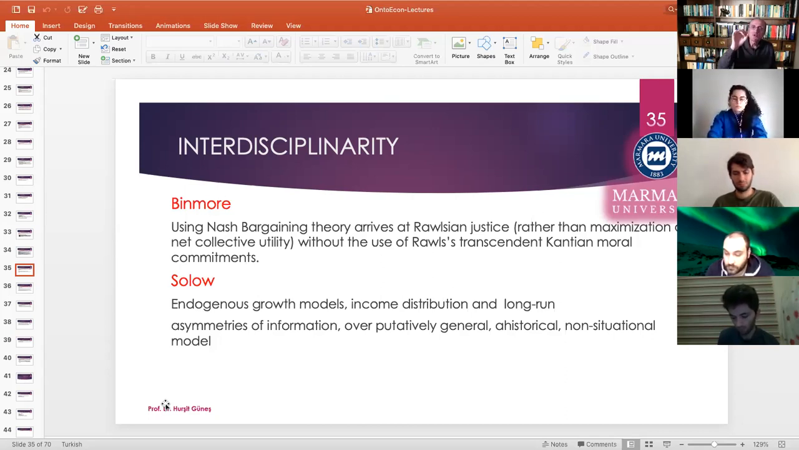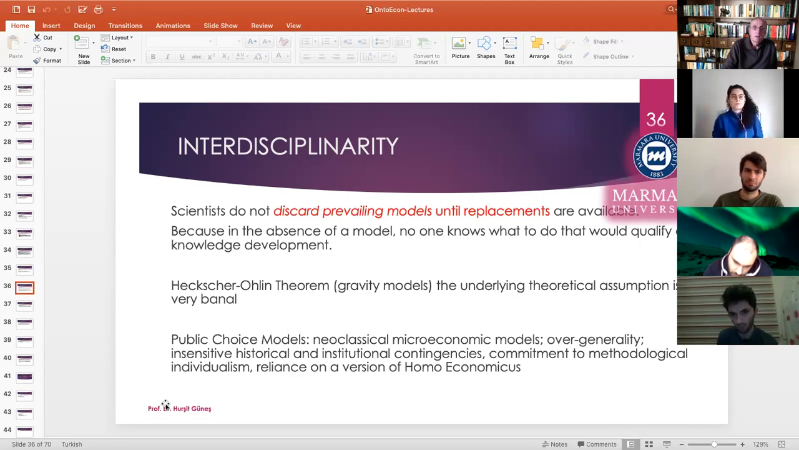These are all, again, topics of interdisciplinarity. As you see, in Binmore, there is a use of game theory with political philosophy. In Solow, there is a criticism towards it, that although it's long run and it considers income distribution, and although the model is endogenous, the asymmetries of information is not included, and it's quite general, ahistorical, and so on. Now, scientists do not discard prevailing models until replacements are available.